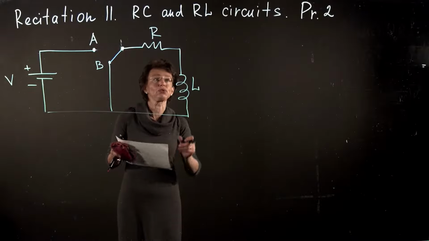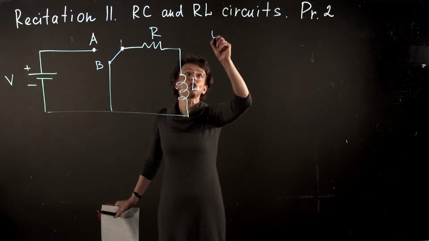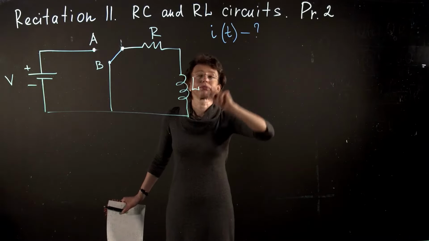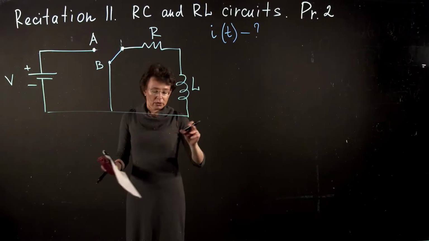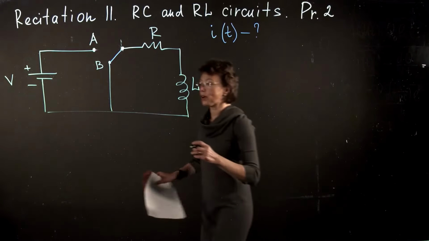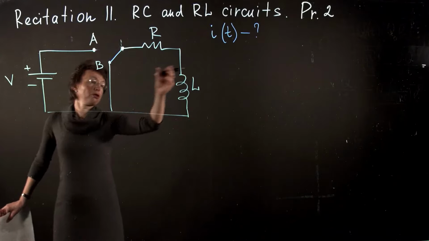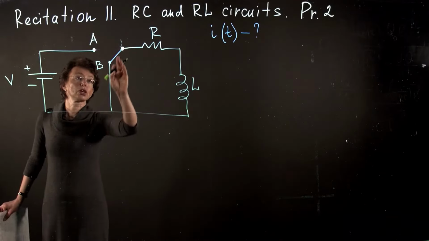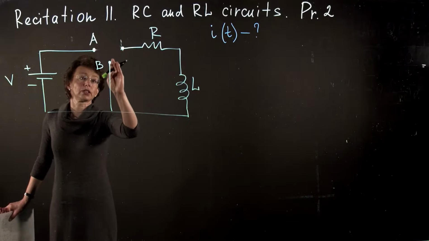What are we looking for? We are looking for current in this circuit as a function of time. The first question: which law will we use? We will use Faraday's law to figure out what the current is as a function of time in this circuit. So let's write Faraday's law.